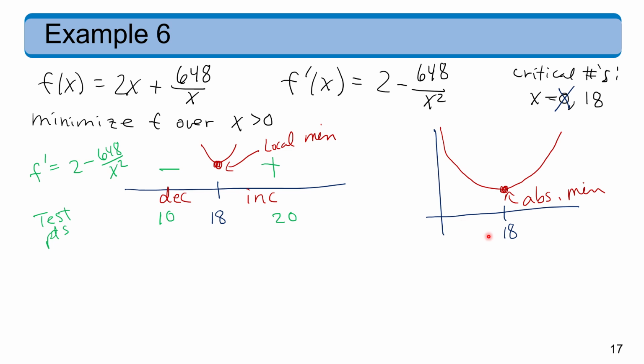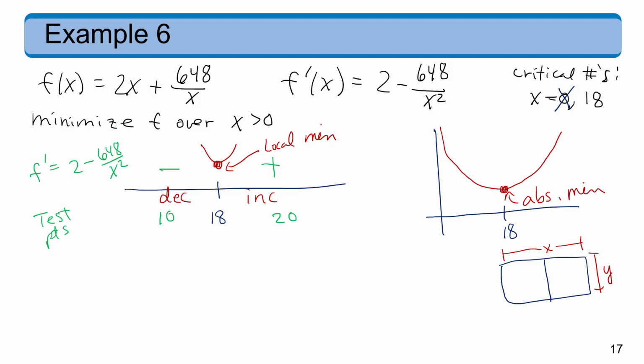So now let's answer the question. They asked us to find the dimensions of the outer rectangle. And those were what we called x and y, right? We had this picture where this length here was x, and this length was y.